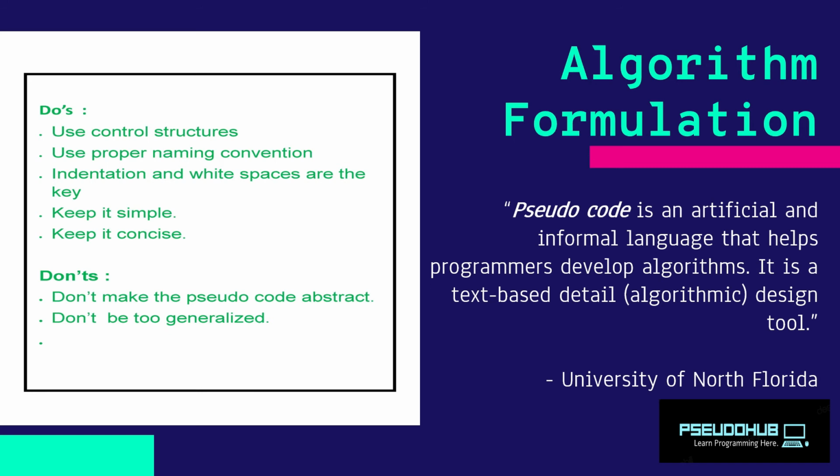And then you have to indent and use white spaces as well, because it's very important to organize our code. It's better if I show you later how to do indentation and, at the same time, white spaces. Okay? So another one is we have to write pseudocode by keeping it simple and concise.